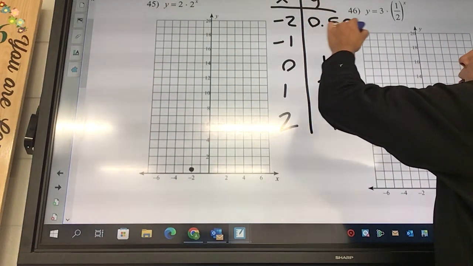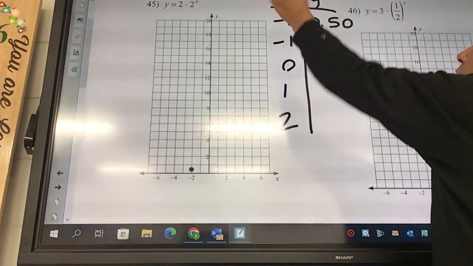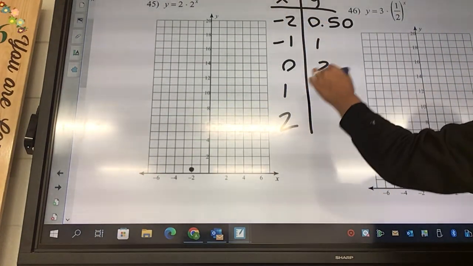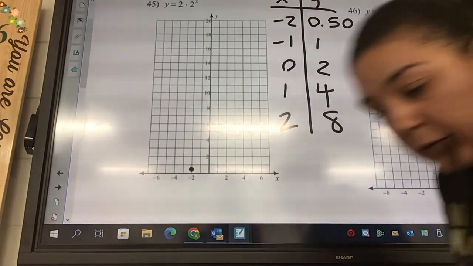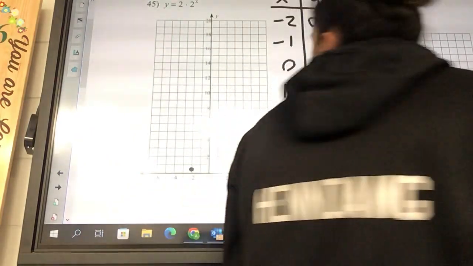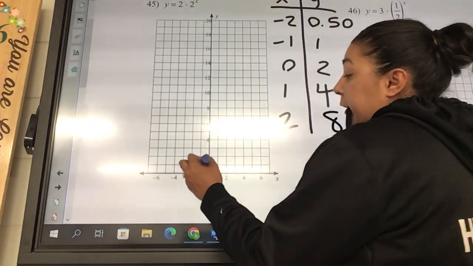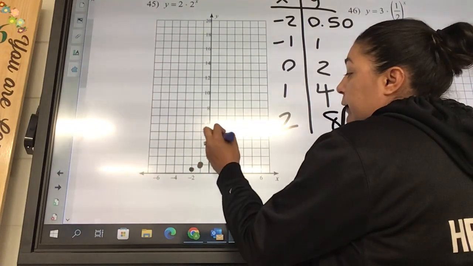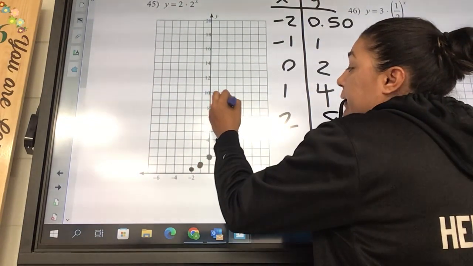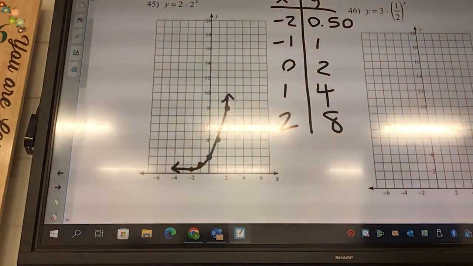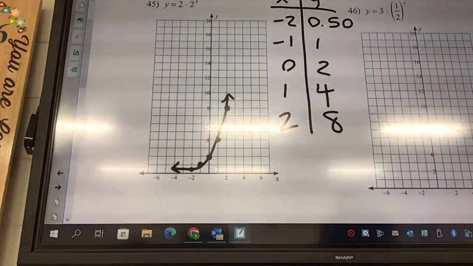This is 1? Okay, so maybe we got a little shifted. 1, 2, 4, 8. Oh, no, it's right here. This happens when you're late. Okay, so -1 is at 1, 2, 4, and then 8. Is that growth or decay? Growth. That is definitely growth.